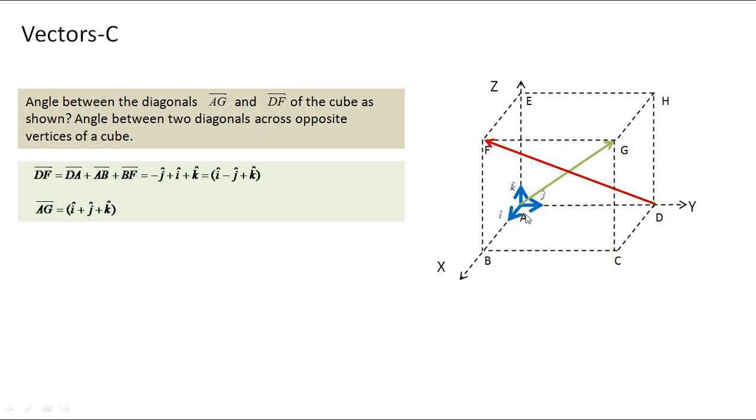How about AG? Even simpler. A to G is this plus this plus this, which is I cap plus J cap plus K cap. Now to find the angle is pretty simple, straightforward substitution. So cos theta is equal to the dot product divided by the magnitude of the first vector and the magnitude of the second vector. The dot product is 1. This magnitude is root 3, and this magnitude is root 3. You put the values: cos theta is equal to 1 by 3, or the angle theta between these two diagonals is equal to cos inverse of 1 by 3.